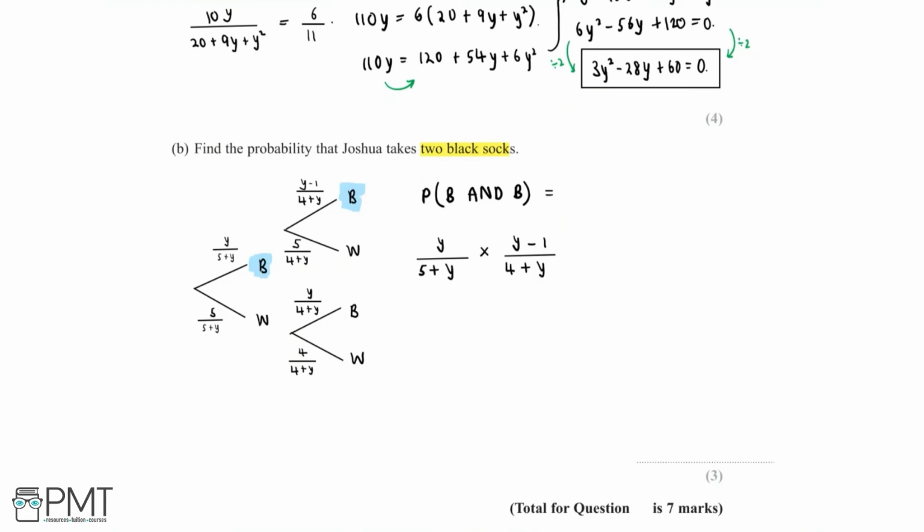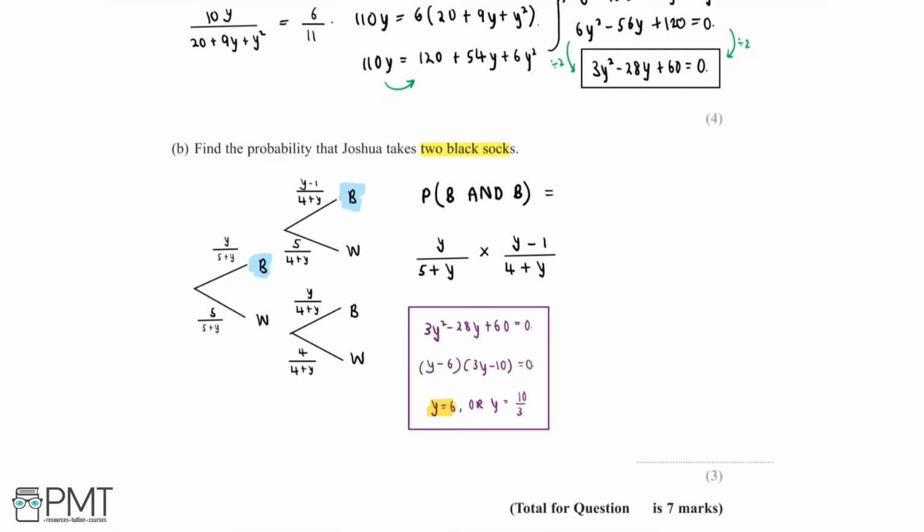Now to find this probability, we need to know the value of y. In part A, we said that 3y squared minus 28y plus 60 is equal to 0. And so we can factorize this to solve for y. When we factorize this equation, we end up with y minus 6 and 3y minus 10 is equal to 0. And so rearranging, we can see that y is equal to 6 or y is equal to 10 over 3. Now we know that y needs to be a whole number, and so we can say that the only correct value is y is equal to 6.